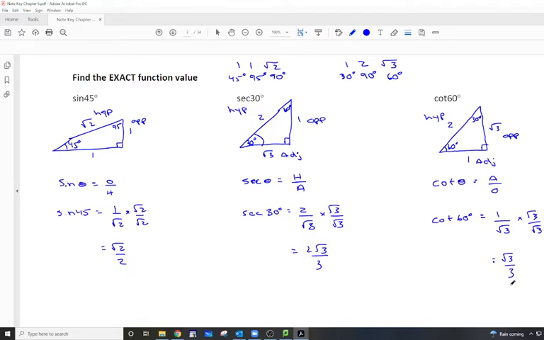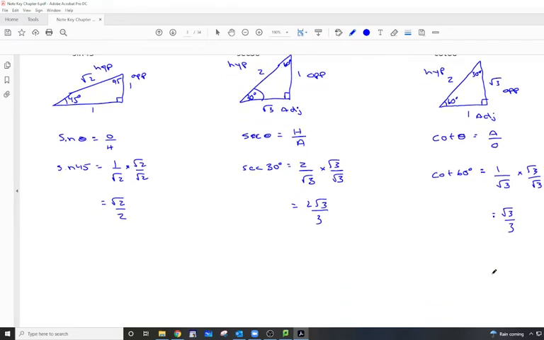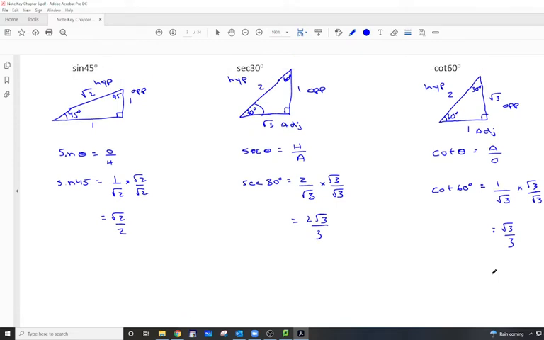I picked 3 examples where you had to rationalize your denominator. Sorry about that. All right, so that is finding the exact values of special triangles. We call these special angles because we know their exact values, and you should be comfortable with them. So 30, 45, and 60 should become your best friends. They're going to be throughout this course. All right, let's move on.